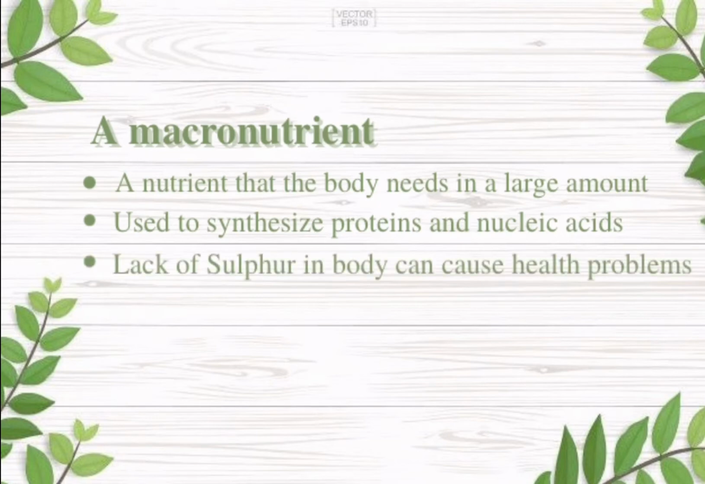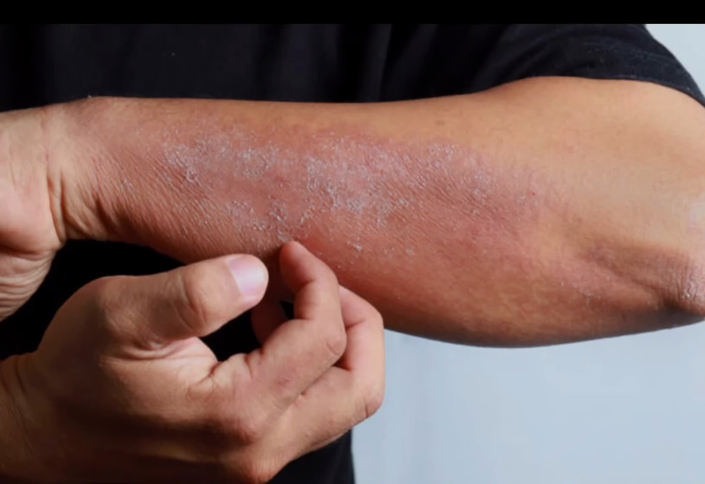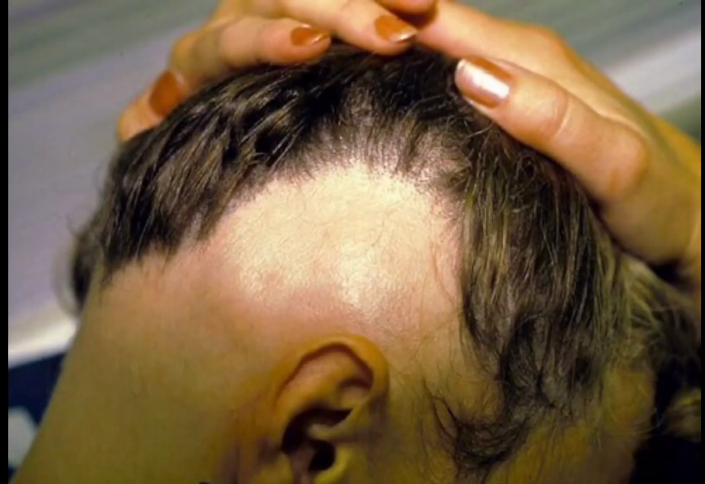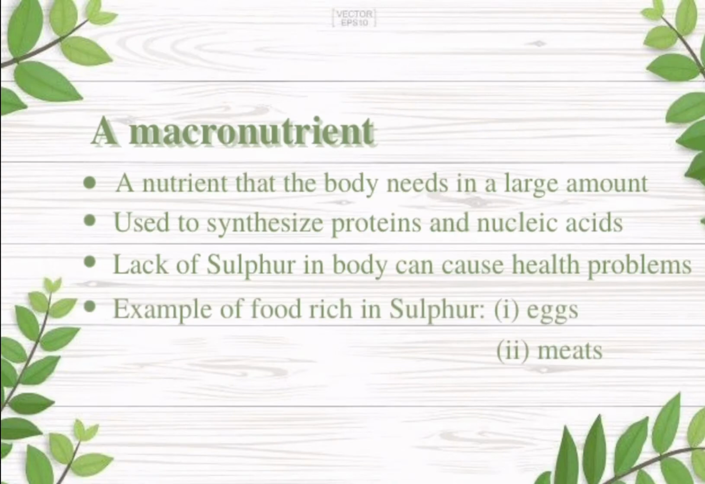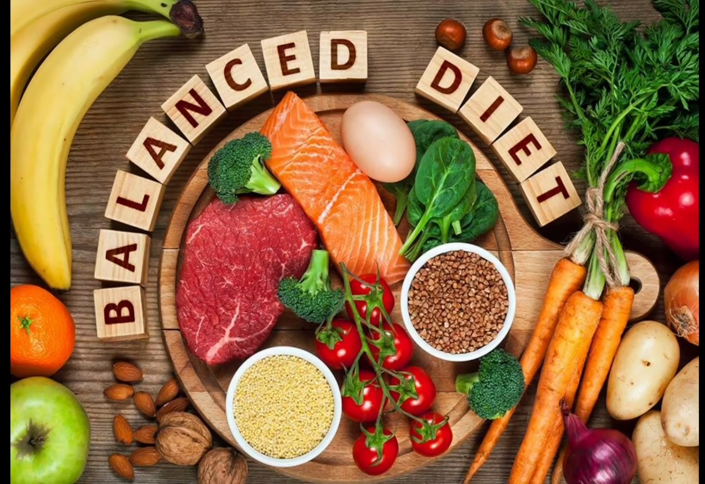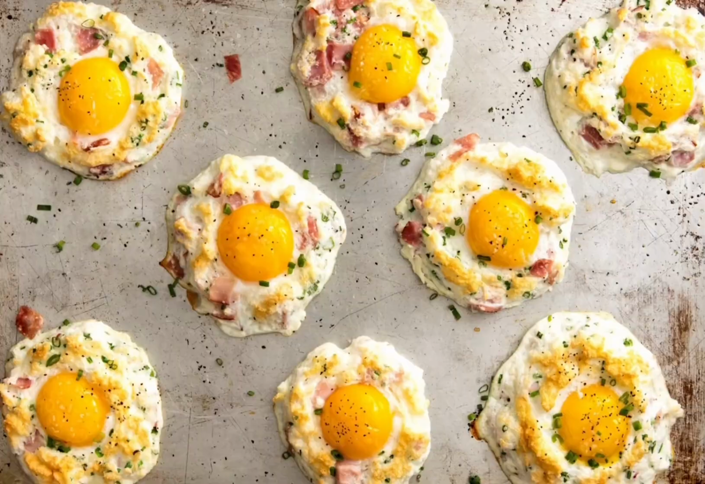So that explains why a lack of sulfur can cause health problems such as itchy and flaking skin and irregular growth of hair and nails. That is why we need to have a balanced diet and eat food that is rich in sulfur such as eggs and meats.